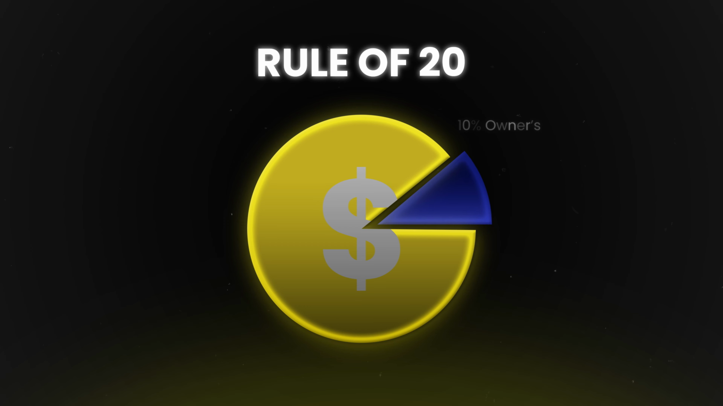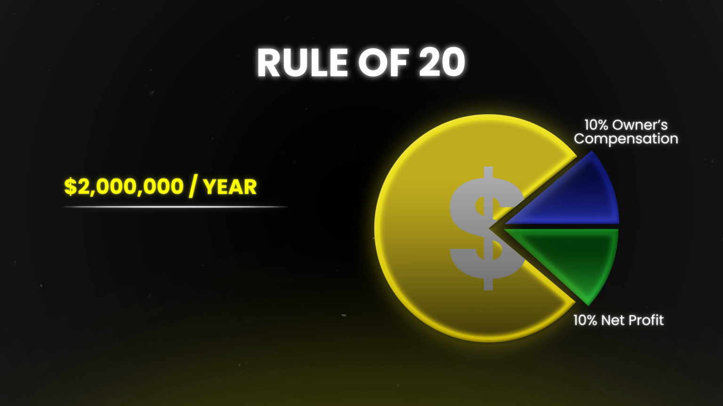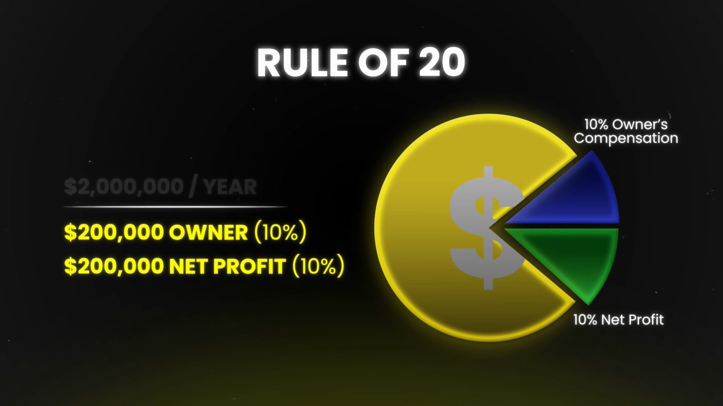Now, you might be wondering, how much should you really be paying yourself? You can use the rule of 20, 10% for owner's compensation and 10% for net profit. So if your business is doing $2 million a year, you should have the ability to pay yourself $200K and also have $200K left in net profit at the end of the year. Now, there is some flex in that number.